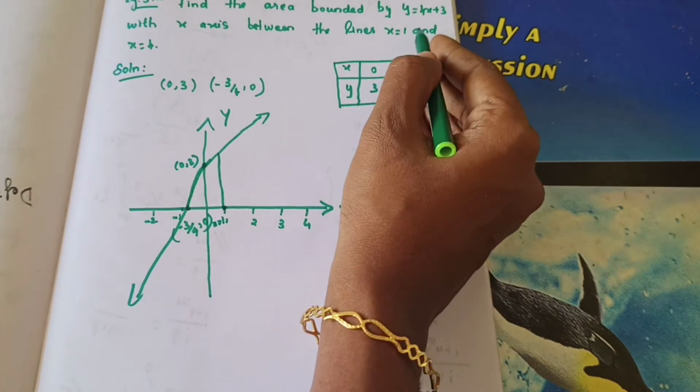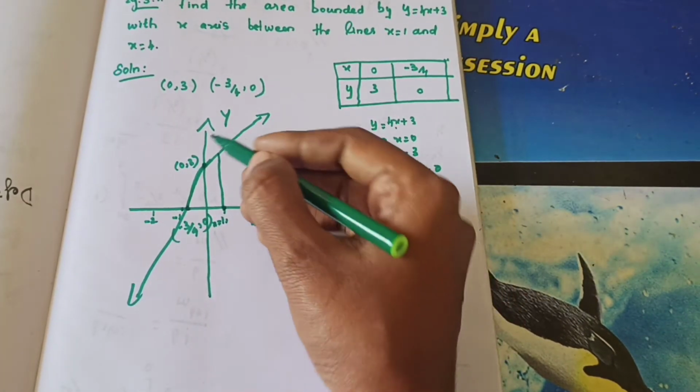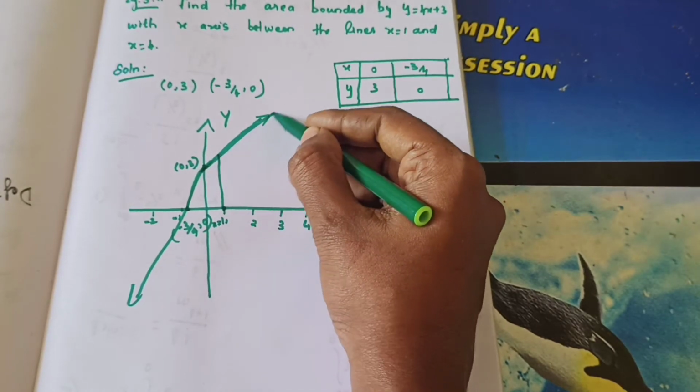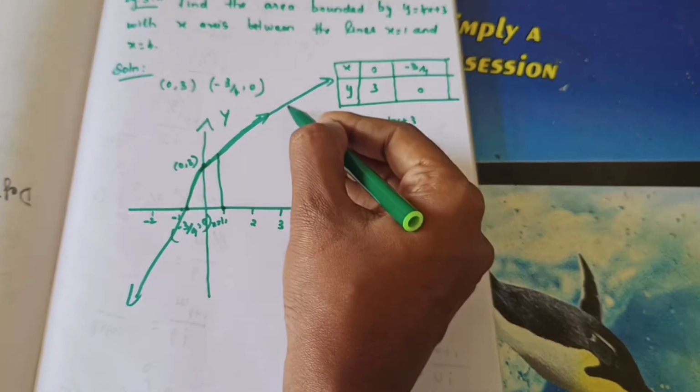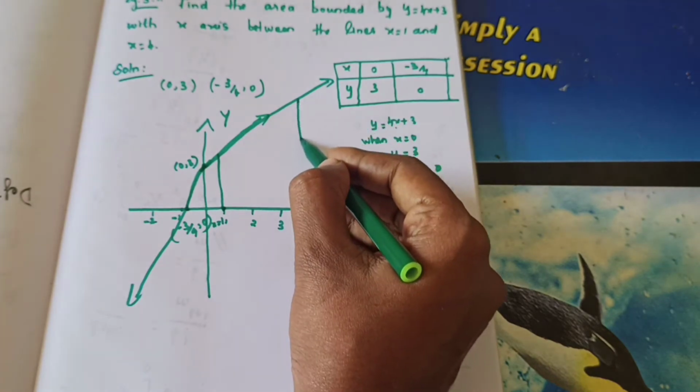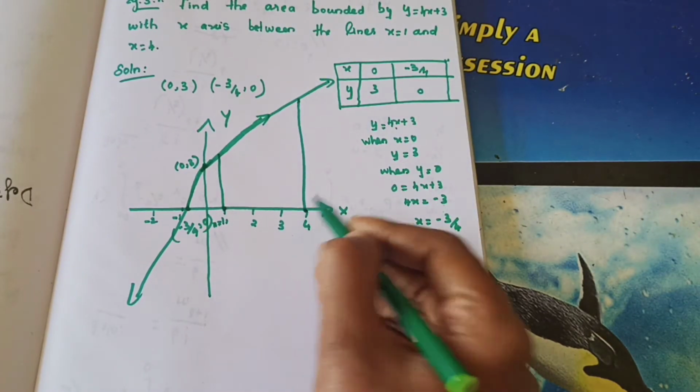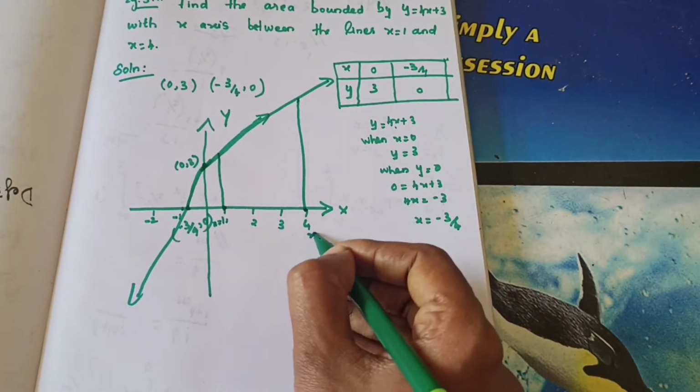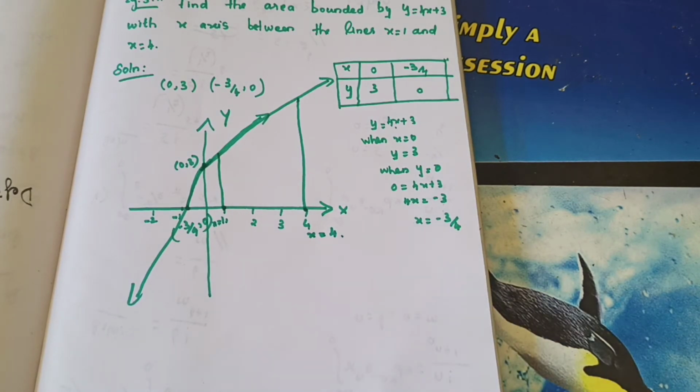Then next one, what's the value given? X equal to 4. If you are drawing by using the scale, then only it will be correct. Please extend this and join like this. X equal to 4 means in 4 it will be the x equal to 4. Now x equal to 1 and x equal to 4.